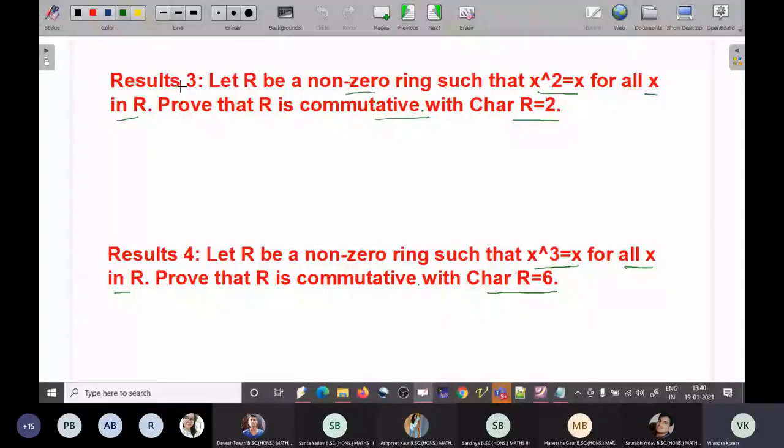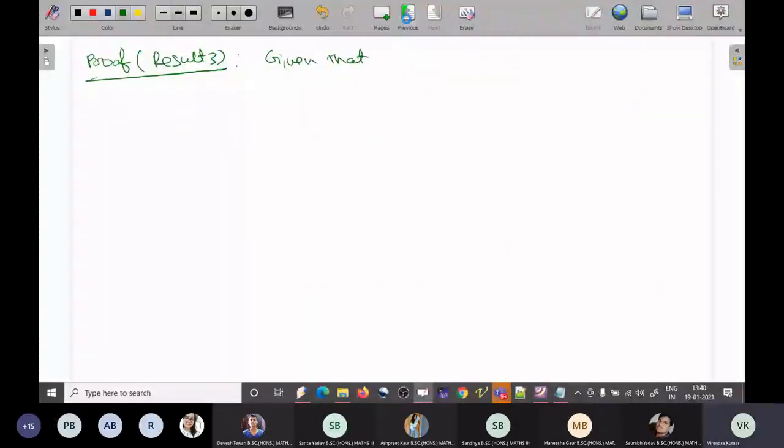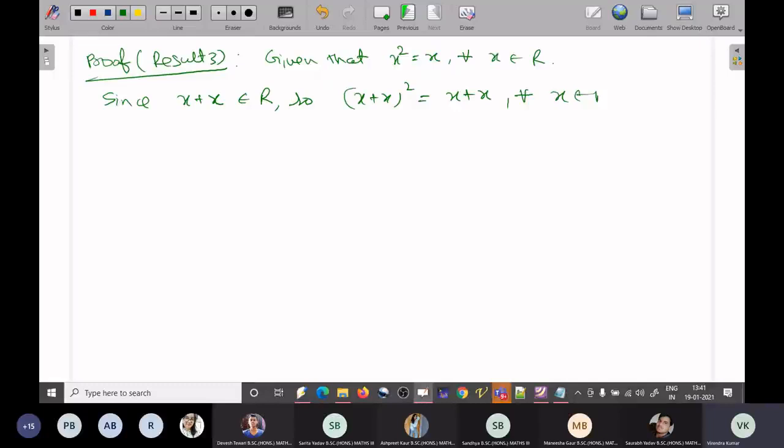Given that x square equals x, and this is true for all x belonging to that particular ring, okay? Since additive R plus is a commutative group, addition is closed. So x plus x square equals x plus x, and this is also true for all x belonging to R. Fine.